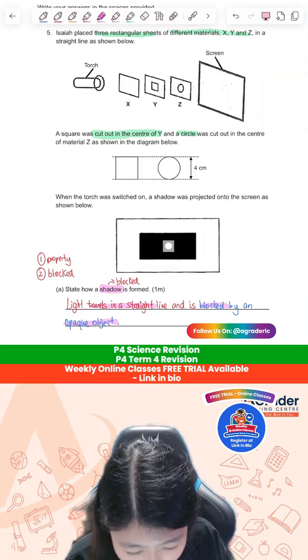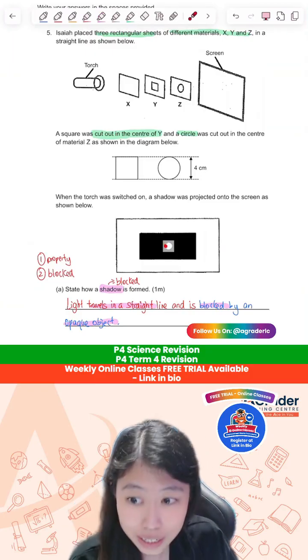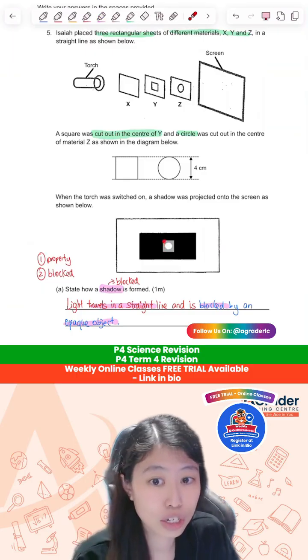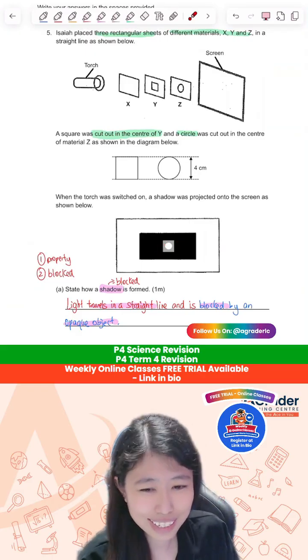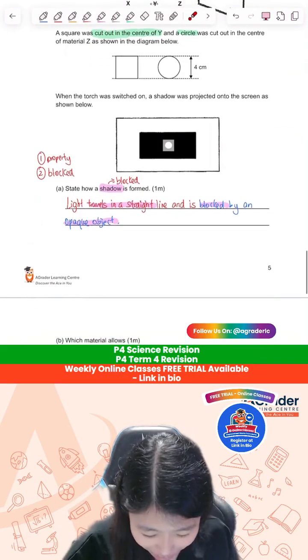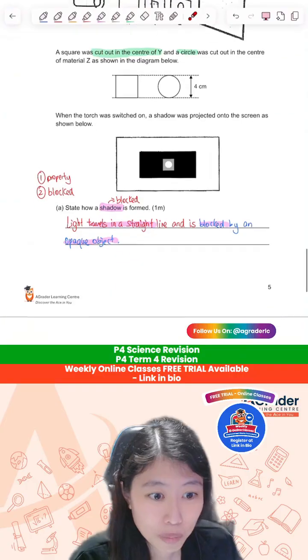Lighter. Like something like this, you see? You see the grayish one? Yeah. If it's a translucent object, the shadow will be a bit more grayish rather than entirely black. Okay? Okay, so let's look at the next one.